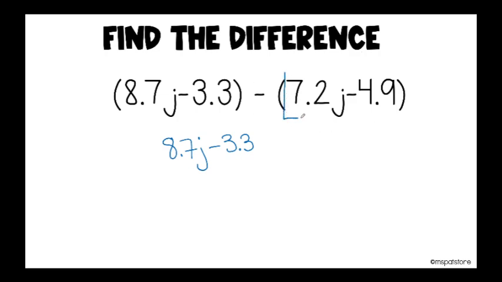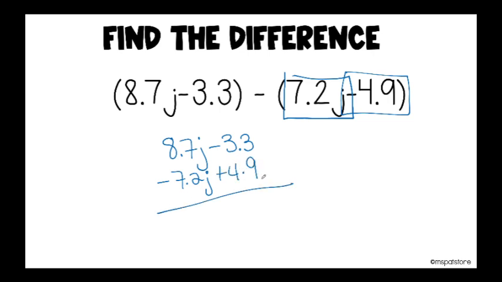Instead of being positive 7.2j, it's going to be negative 7.2j. Instead of being negative 4.9, it's going to be positive 4.9. Now I'm ready to continue. In this case, as they have different signs, I need to subtract them. Remember that when you're subtracting, the biggest number or the one with the highest absolute value needs to be first, okay, right on top. So let's do it here so you can see it.